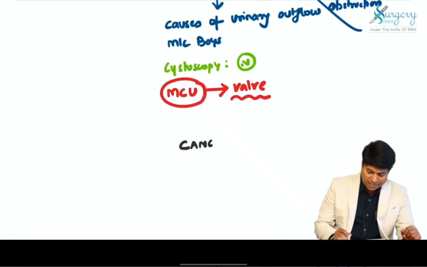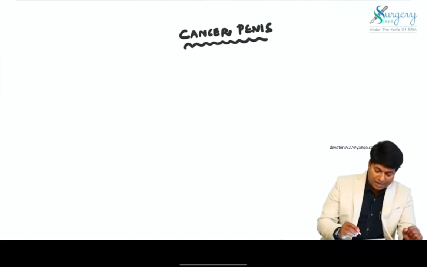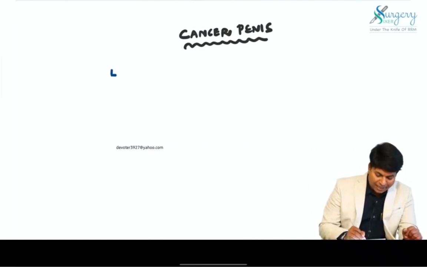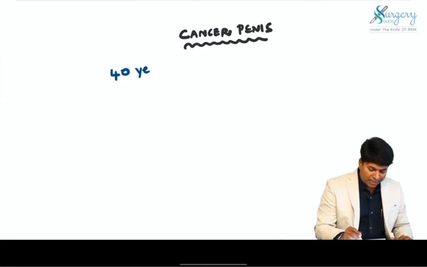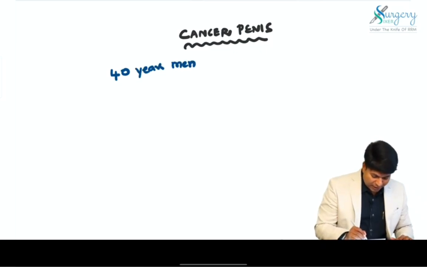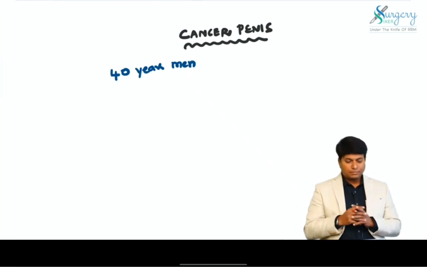Finally, I am coming to cancer penis, one of the common diseases in South India. Why is this very important? Because this is common in the age group of 40 years. It is not a disease of old age. Please remember, men around the age of 40 years will get this cancer penis.